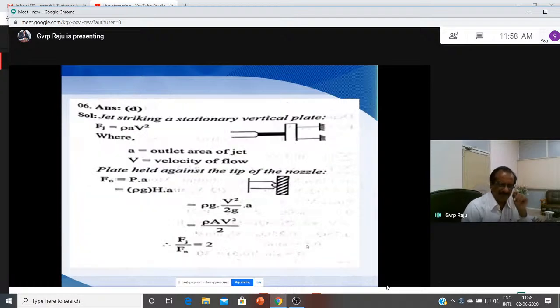For this we need some concept of impact of jets, which is there in hydraulic machinery, and some other expert will be taking impact of jet. I will be covering fluid mechanics, but this is the application of the momentum equation. So rho A V squared is the force by the jet on the plate. When there is a reduction in the cross-section area, the water comes out in the form of a jet. If you place a plate on that, the entire force by the jet on the plate is rho A V squared. The normal force is W H A, where H is V squared by 2g, and the ratio is 2.